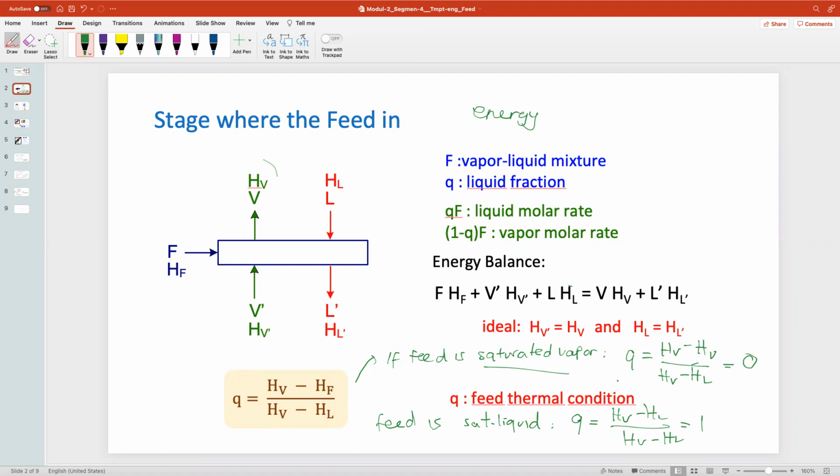If the feed is superheated vapor, meaning more than saturated, going further upward, then maybe Q is less than 1. But if the feed is subcooled liquid, which has not yet passed saturated liquid but is colder still, then Q may be more than 1. Okay, so this is one of the parameters that we are going to use for the feed thermal condition.